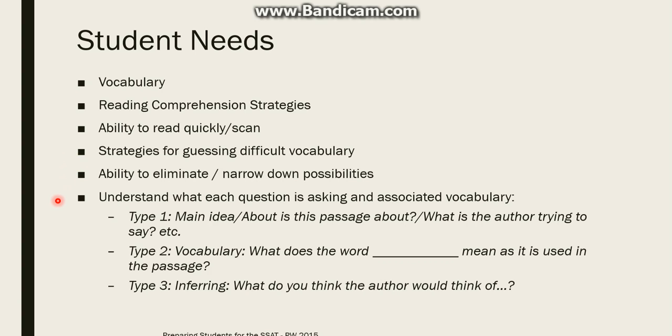But I think one of the most important things that students need to be taught in this section is that there are 3 question types. And sometimes the question types have different phrasing in terms of how they're asked. But type 1 is basically a main idea question. Type 2 would be a vocabulary question. For example, what does the word blank mean? And then the third type is the most difficult to teach, and that is the inference type of question. So the reading between the lines.